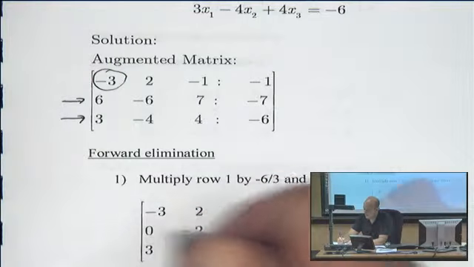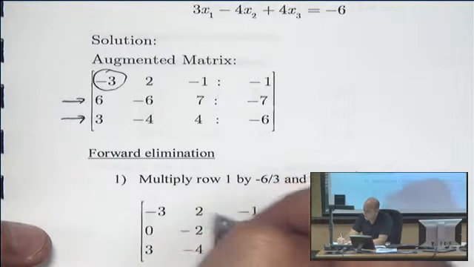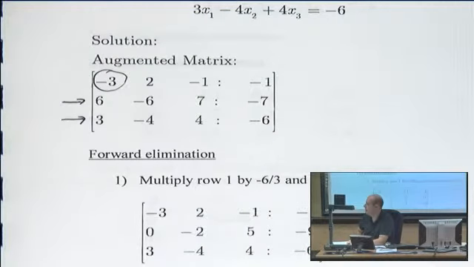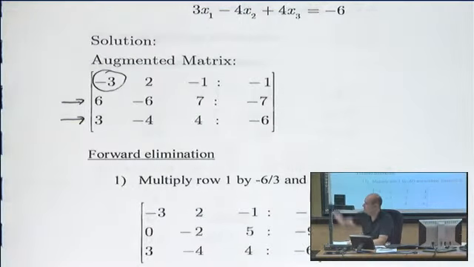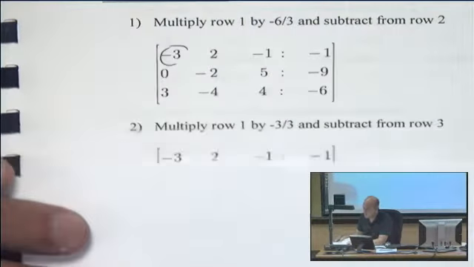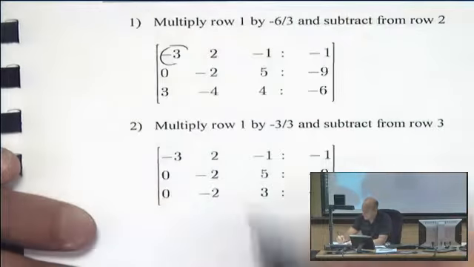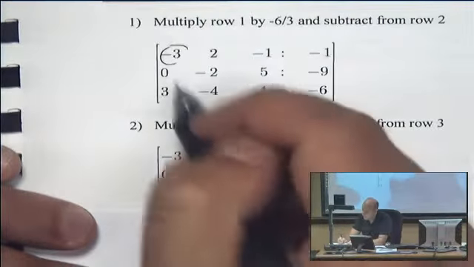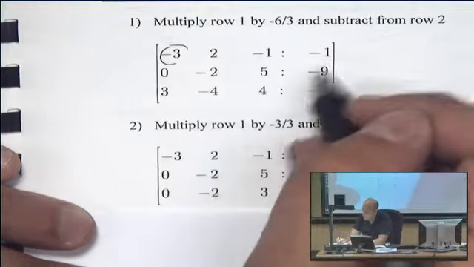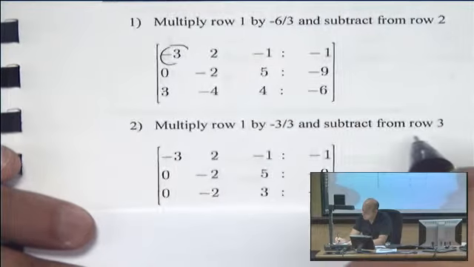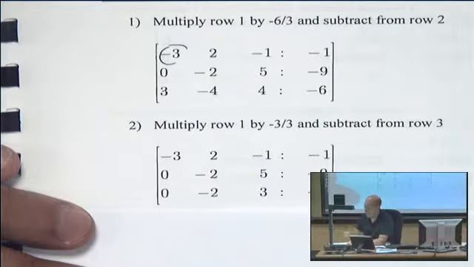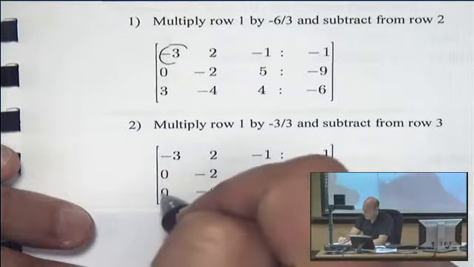So that makes that a 0. The first row doesn't change: -3, 2, -1, -1. Second row is 0, -2, 5, minus 9, so it changed. Then I'm going to still use this as a pivot, and I'm going to use it to get rid of that term. So I'm going to multiply the first row by negative 1, so that makes it a 3, negative 2, 1, 1, and I subtract row 1 from row 3, and then replace row 3 with what's left over, and I get a 0 there, and then that makes that 0.